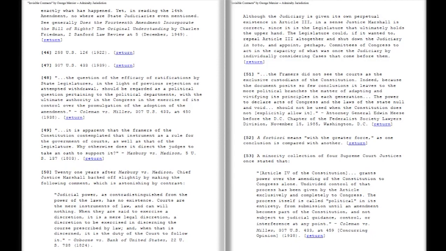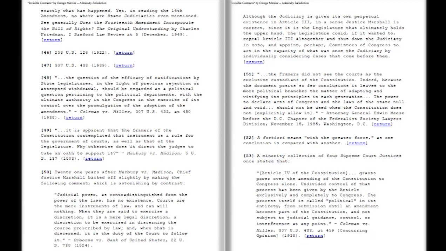51. The framers did not see the courts as the exclusive custodians of the Constitution. Indeed, because the document posits so few conclusions, it leaves to the more political branches the matter of adapting and vivifying its principles in each generation. The power to declare acts of Congress and the laws of the state null and void should not be used when the Constitution does not explicitly allow it. Attorney General Edwin Meese, before the D.C. chapter of the Federalist Society Lawyers Division, November 15, 1985, Washington, D.C. Return. 52. A fortiori means with the greater force, as one conclusion is compared with another.